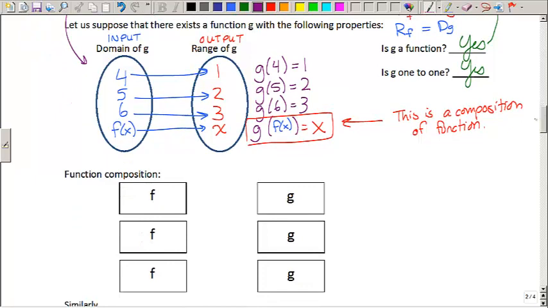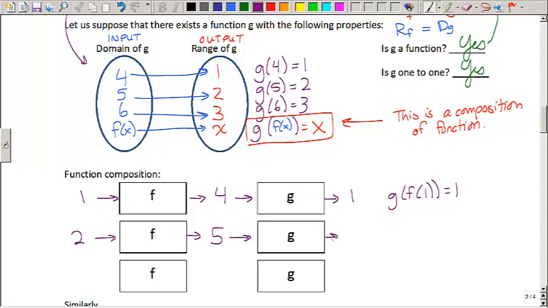Let's take a look at this in function composition. If I plug in 1 into my function f, I'm getting out 4. If I compose that with g, I plug 4 in to g and I get 1. Notice that g of f of 1 is equal to 1. I plugged in 1 and I got out 1. Well, let's try this with another number. We'll start with 2. When I plug 2 in, I get out 5. When I plug 5 in, I'm getting out 2. Therefore, g of f of 2 is equal to 2.